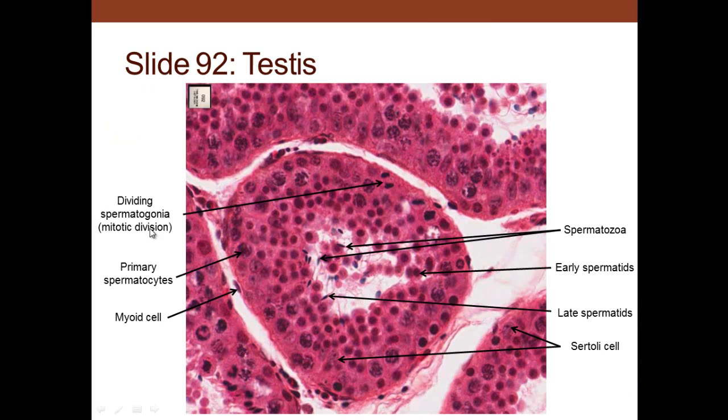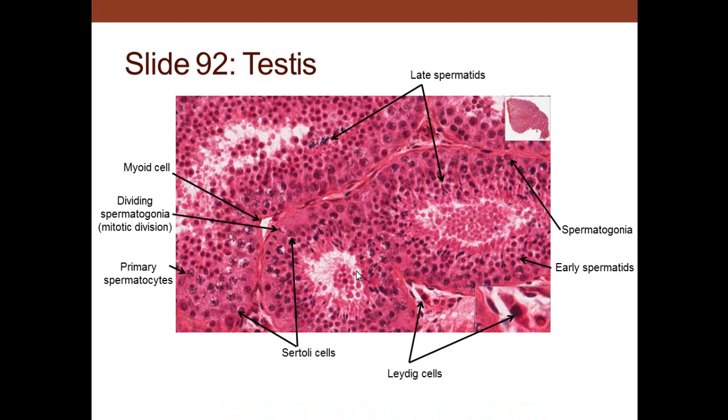In the testis, we can see dividing cells in mitosis. Remember, before we looked at meiosis; these are ones in mitosis, so these would be the spermatogonia dividing to ultimately produce primary spermatocytes. Mature spermatids, as we see here, are attached. These are late spermatids with Sertoli cells, and once it's released, it's known as a spermatozoan. So spermatids are attached. Spermatozoa have been released.